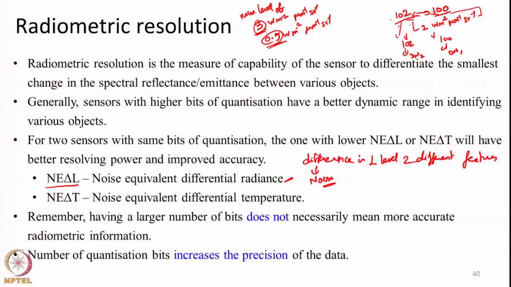Now, let us combine this with the radiometric resolution, or the number of quantization bits we use. I set an example, and we will get back to this example.